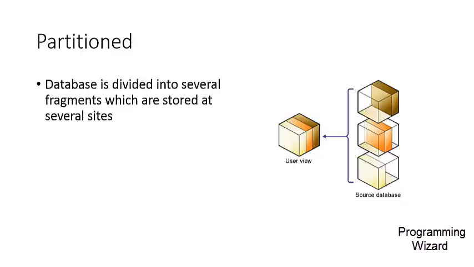Next we have partitioned database. The database is divided into several fragments which are stored at several sites in order to access, and this is called partition allocation of the data.